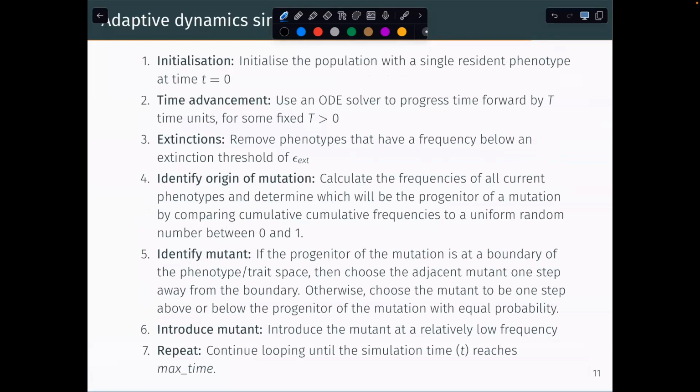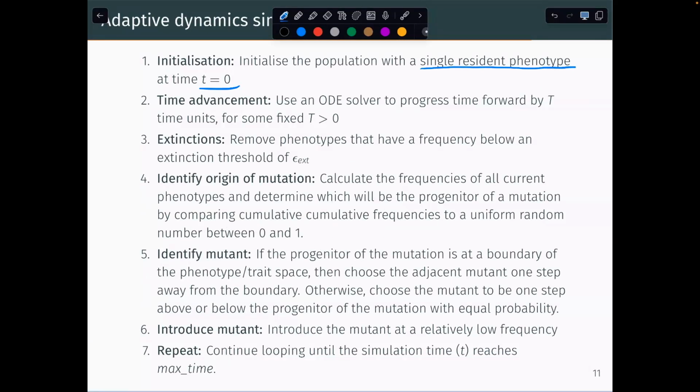So the first step, like I said before, for this adaptive dynamic simulation algorithm is to initialize our populations. Okay, so we're going to start at t equal to 0. When I say initializing the population, what I mean is we want to track all of our different phenotypes in our population, whatever those phenotypes may be. And we're just going to start off with one phenotype. Okay, so we just choose one at random.